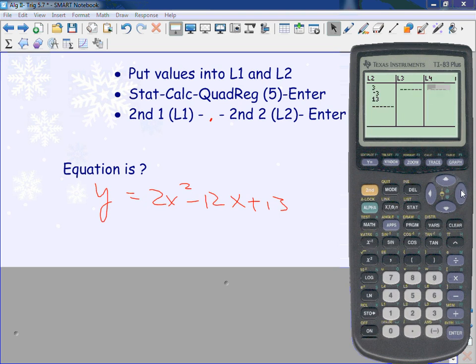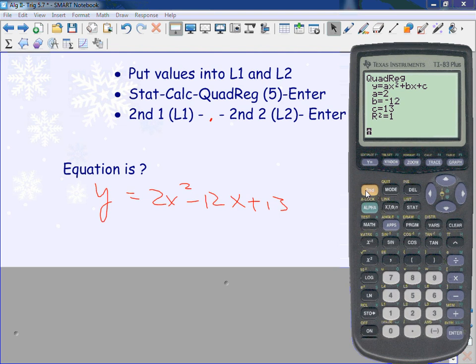Let's put some new values. Give me some values for L3. 3, 5, 7, 4. I don't know. Give me some y values. 2, 10, 9. I have no idea what this is going to look like. And negative 2. Stat, calc, quad regression. If I just hit enter, what does it tell me? The same thing.